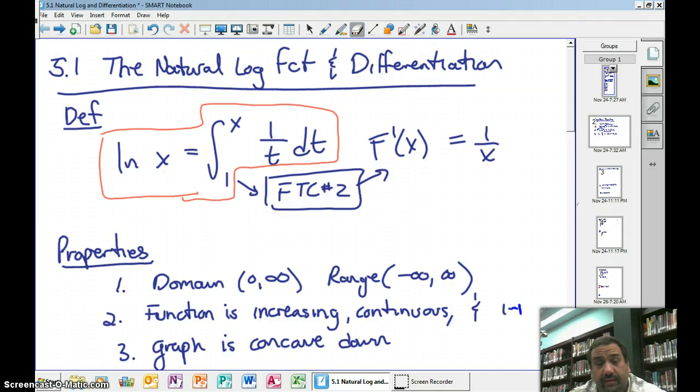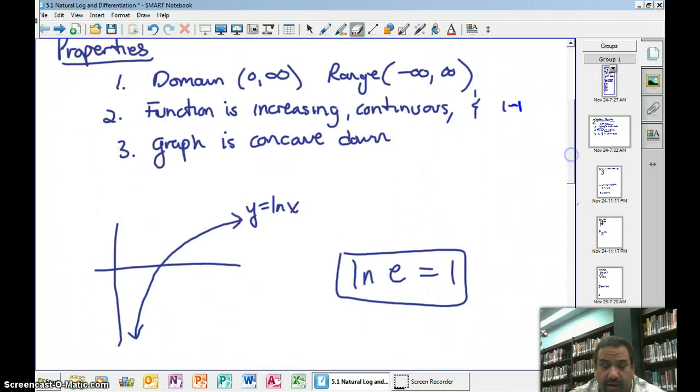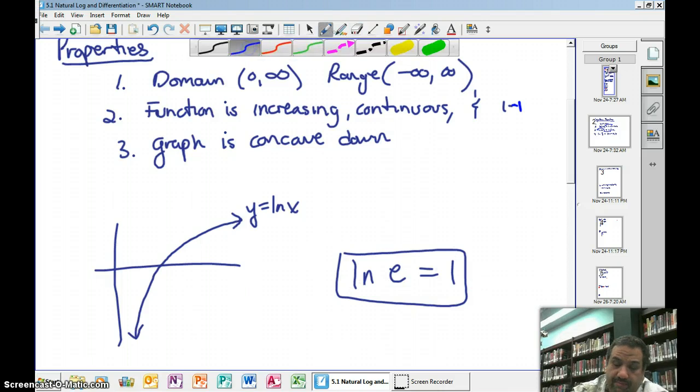Some things to know about the natural log function. The properties, here's the domain, here's the range, there's the graph. It's increasing, it's monotonically increasing, it's 1 to 1, and it's concave down. I'm reminding you that the ln of e is equal to 1, and if you don't see the base, you know the base of ln is e.